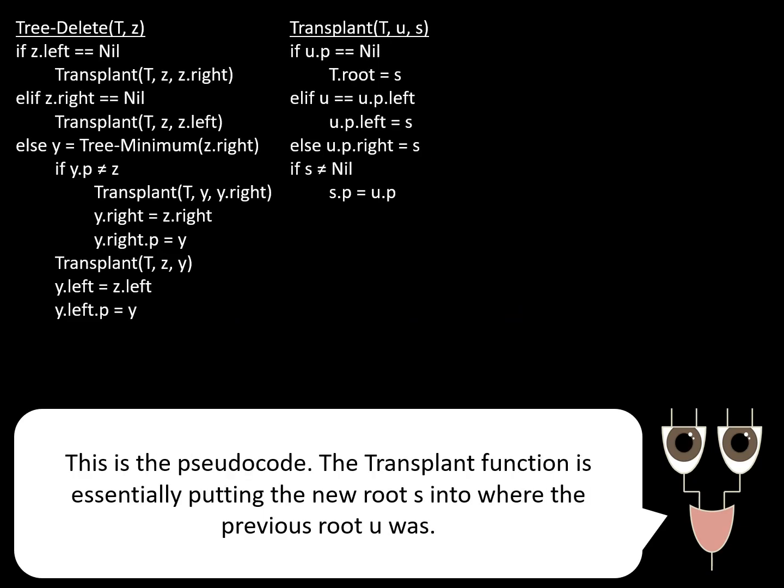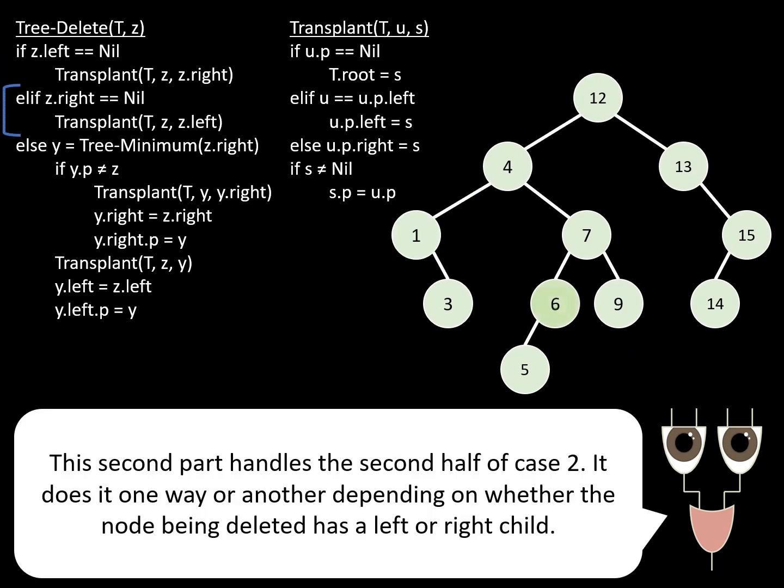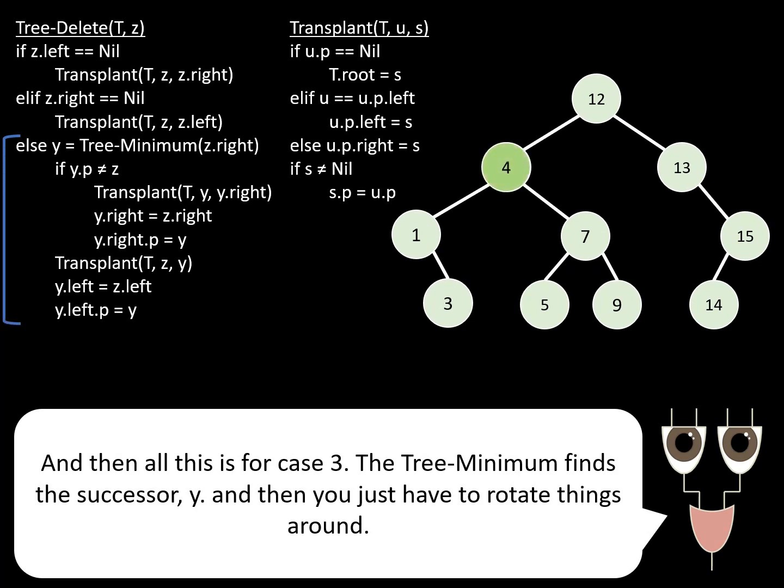This is the pseudocode. The transplant function is essentially putting the new root S into where the previous root U was. The first part handles case 1 and the first part of case 2. The second part handles the second half of case 2. It does it one way or another depending on whether the node being deleted has a left or right child. And then all this is for case 3.